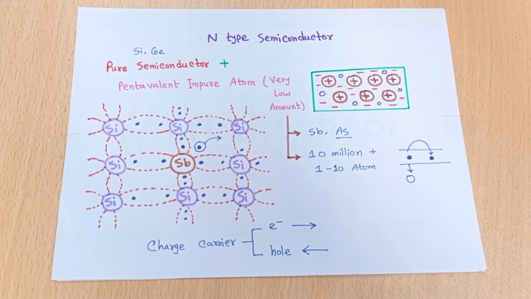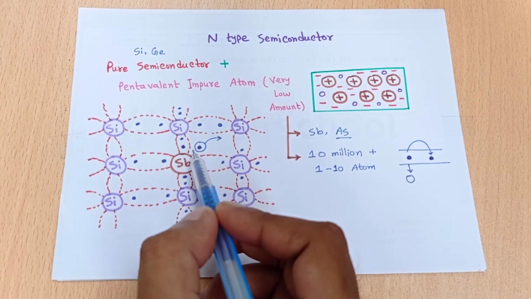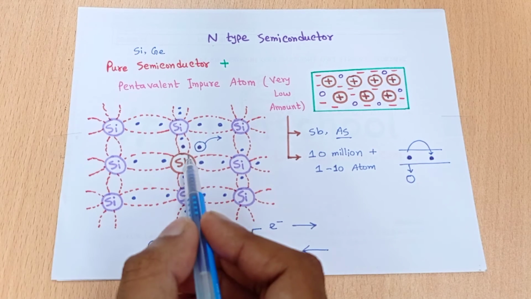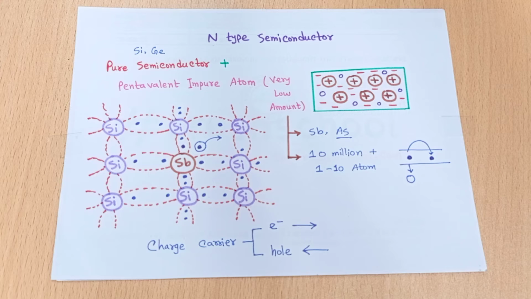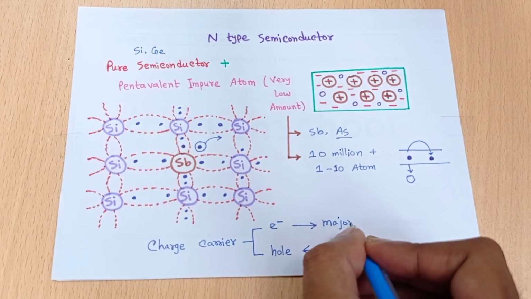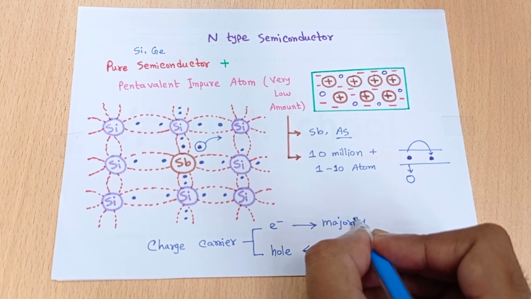So at that time we can say charge carriers have two types. One is the majority charge carrier, another is the minority charge carrier. So what is the majority charge carrier? The amount of charge carrier is high in the majority charge carrier. Here you can see the amount of electrons is high, because we get the extra electrons from this antimony. Because of this extra electron, we can say the electron is our majority charge carrier of the n-type semiconductor, but the hole is our minority charge carrier.